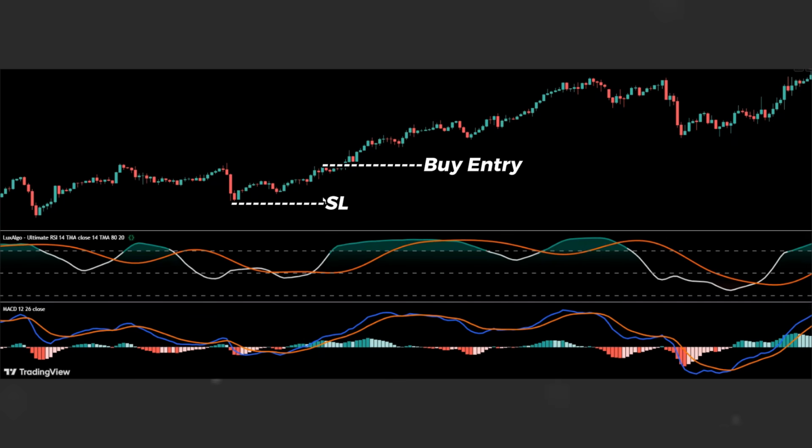Place your stop loss just below the most recent swing low. This keeps you safe if the market suddenly reverses. For take profit, we usually aim for 1.5 times the distance of the stop loss. Watch as the price moves up, it hits our target safely.